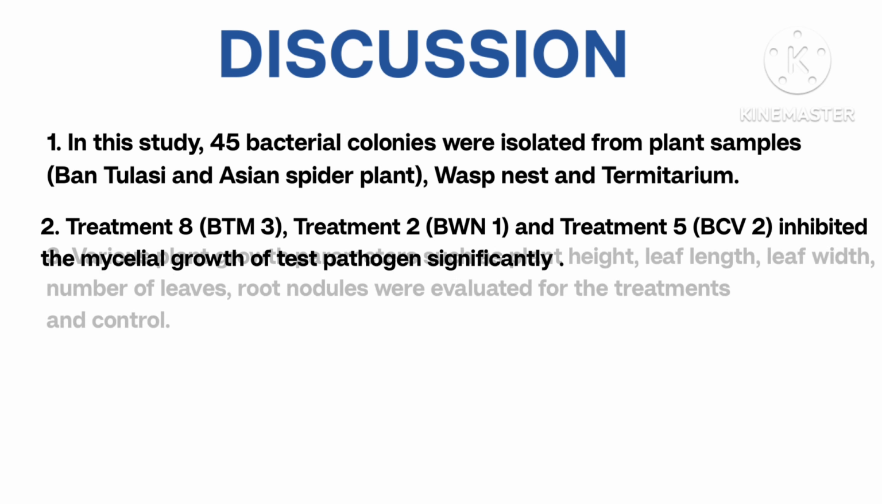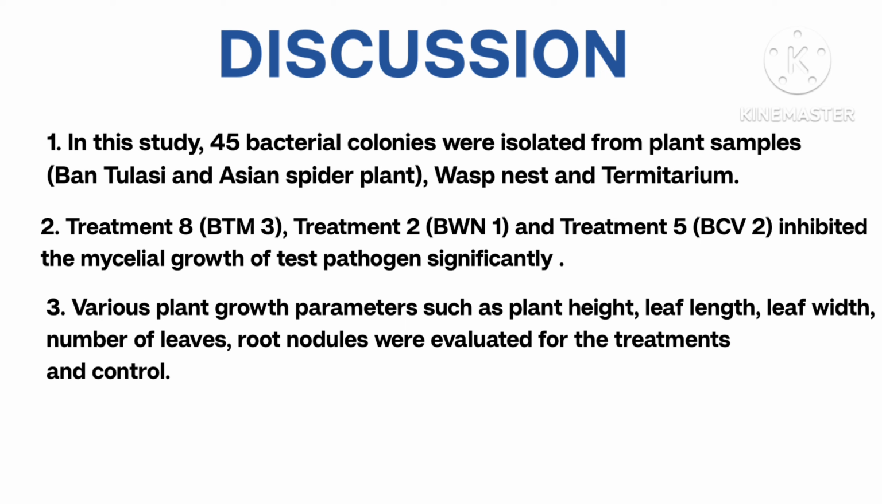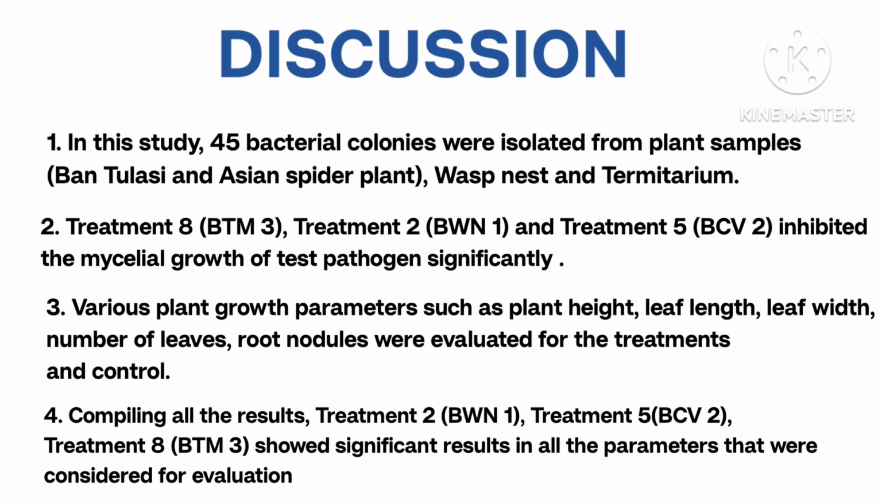significantly. Various plant growth parameters such as plant height, leaf length, leaf width, number of leaves, and root nodules were evaluated for the treatments and control. On compiling all the results, it was found that treatment 2, treated with bacteria 1 from wasp nest, treatment 5, treated with bacteria 2 from Asian spider plant, and treatment 8, treated with bacteria 3 from termitarium, showed significant results in all the parameters that were considered for evaluation.